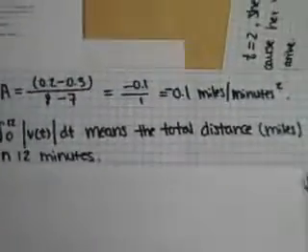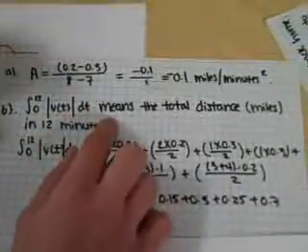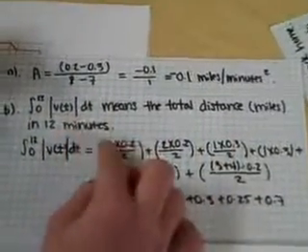So for the second part, using correct units, explain the meaning of the integral from 0 to 12 of the absolute value of v(t) dt in terms of the bicycle trip. Find the value of the integral from 0 to 12 of |v(t)| dt, and we did that. It's right here, part B, still talking about Karen. This integral means the total distance in miles in 12 minutes.